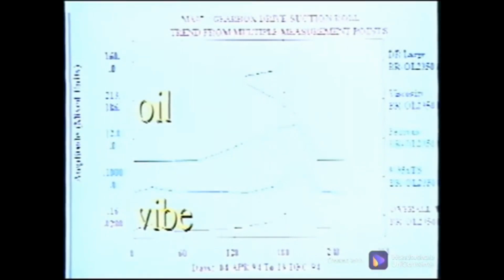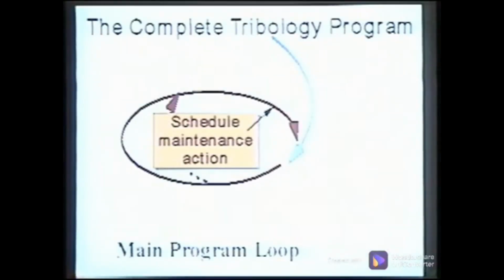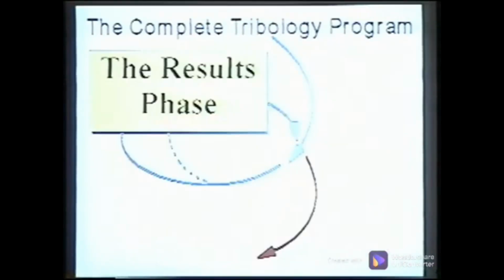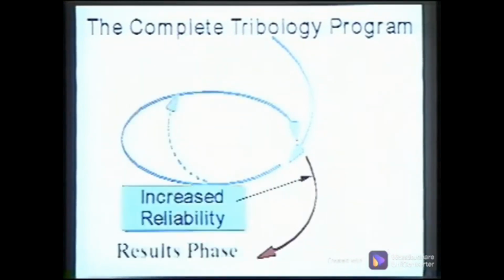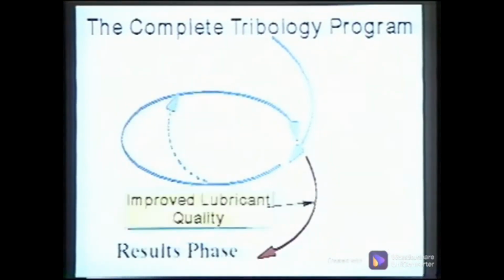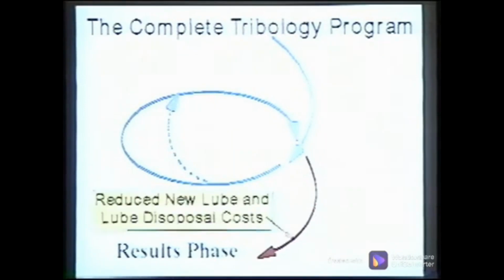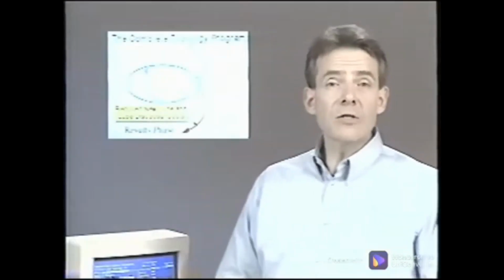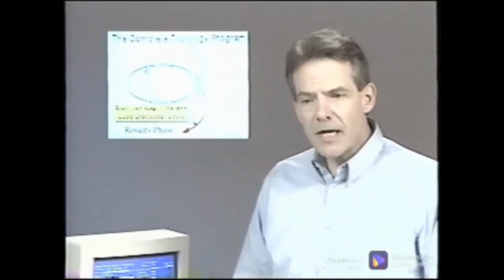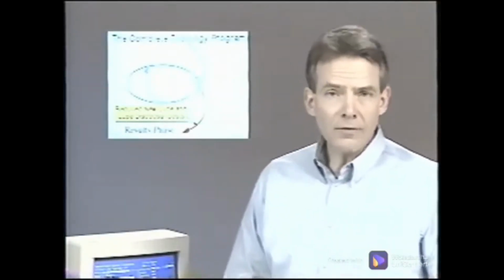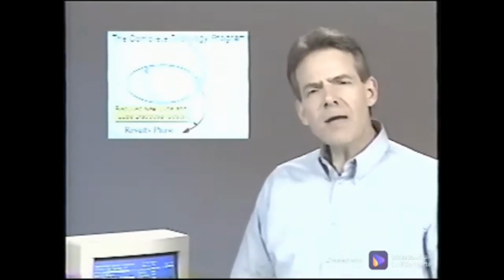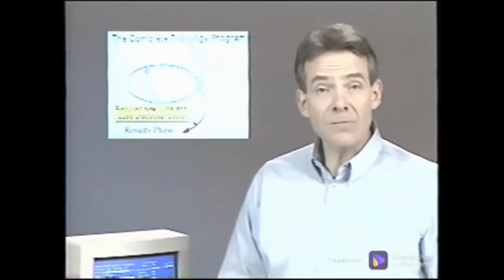Now you can see the data and plug the information into a computerized maintenance management system, schedule maintenance actions for the machine, and generate management reports documenting the increased reliability, improved quality of the lubricants, and the reduced lube procurement and disposal costs. Completing this loop with the plan and results in place means that your data, including the old data, is working for you, enabling you to have a reliability-based maintenance program.